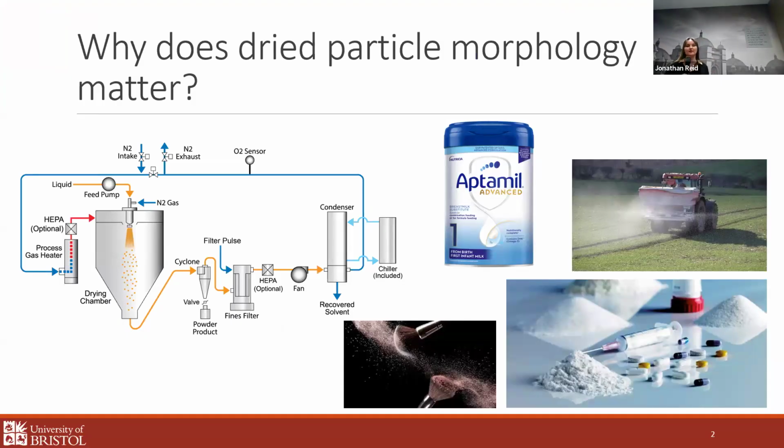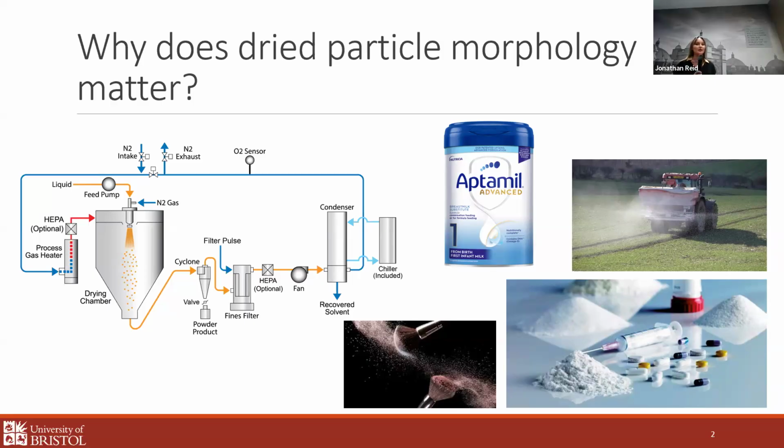Spray drying is a process that starts off with a feed solution that is nebulized and heated, so you end up with final dried particles. It's used in many industries like milk formulation, cosmetics, pharmaceuticals. And the final morphology of the dried particle has quite an effect on the chemical and physical properties of those particles.